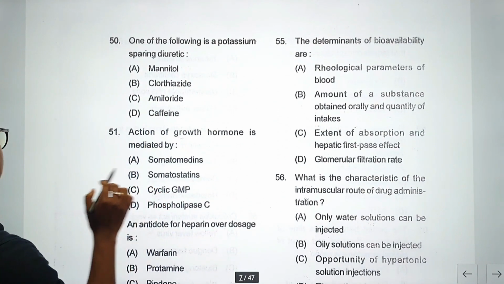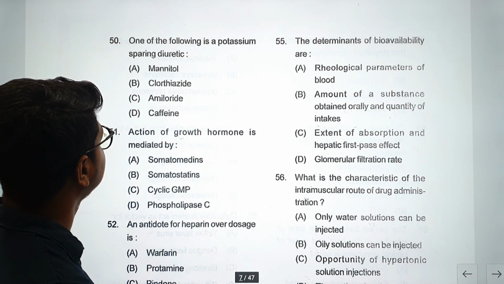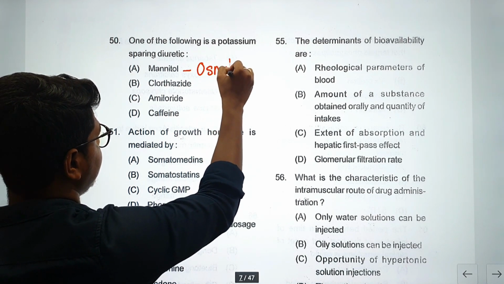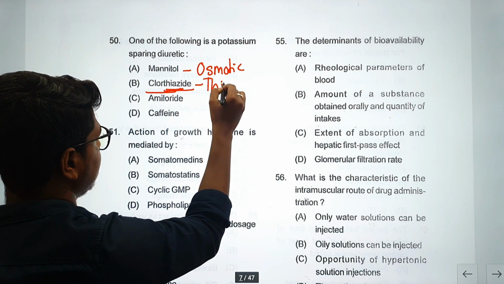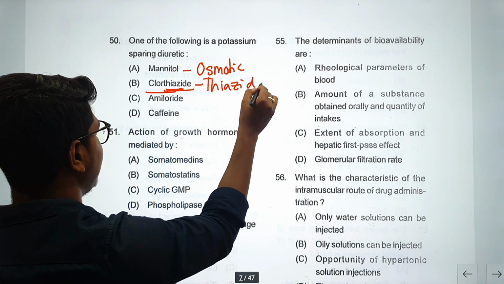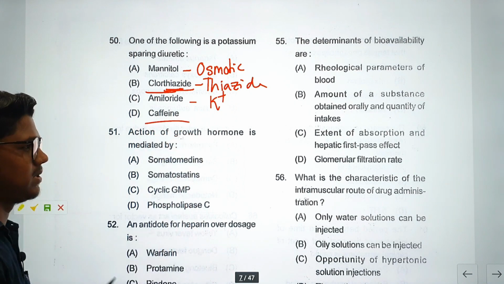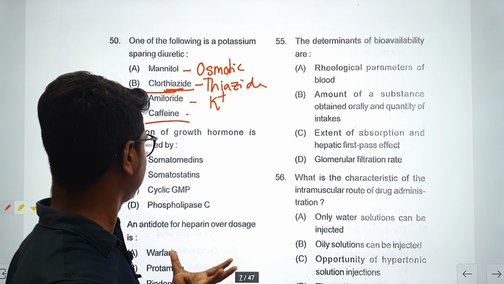Last question of today's class, 50. One of the following is a potassium sparing diuretic. Mannitol is an osmotic diuretic. Chlorothiazide, you see thiazide, they are thiazide diuretics. Amiloride, this is potassium sparing. Okay, caffeine has different functions. They have different modes in which they act as diuretics.